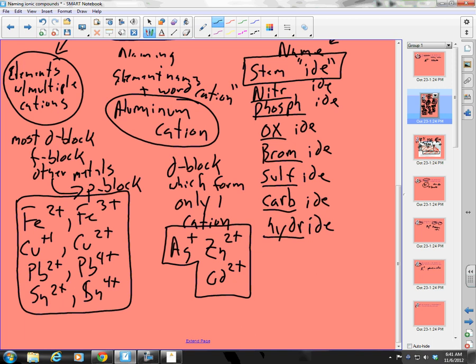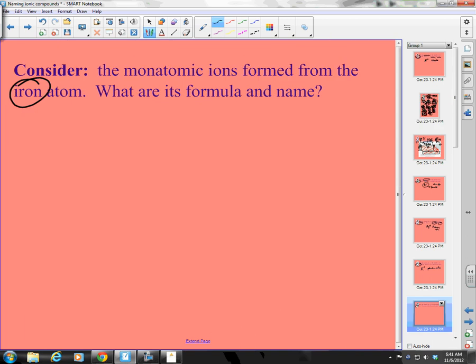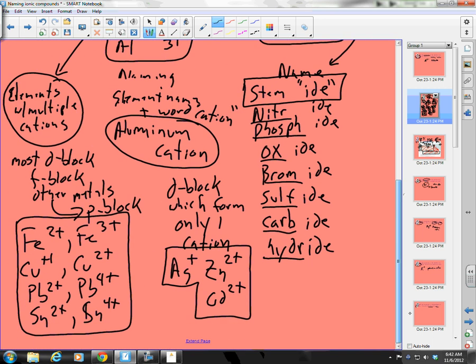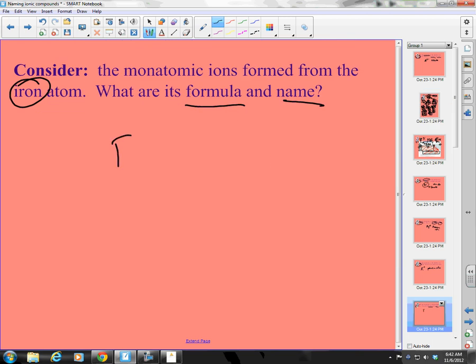Good. Oh, I'm confused now. What's my question? Okay, I need to know the formula and the name for iron. Well, I really don't know. We said iron could form what? We said iron can form two types. So iron could be +2 or +3. All right, good. So let's answer it that way. Iron can form +2 or iron can form +3.